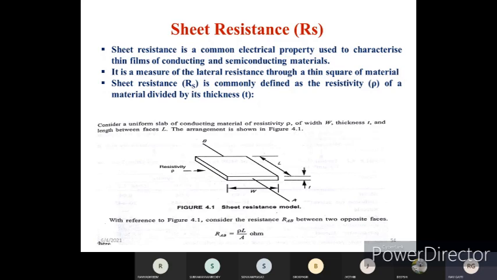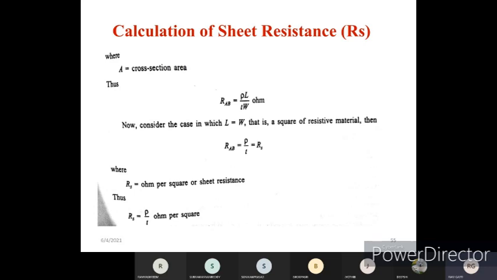You can see in the diagram we have a resistance R_AB. The resistance between A and B we calculate from the formula rho L divided by A, where A is the cross-sectional area. For this cross-sectional area, we know the thickness of the wafer is T and the width is W. So in the expression R_AB = rho L by A, I replace the area with T into W.